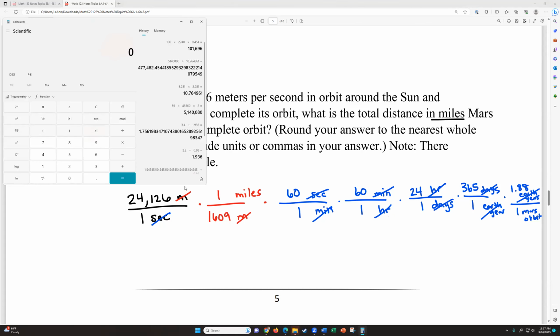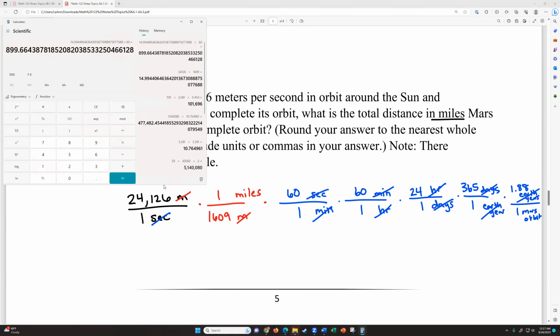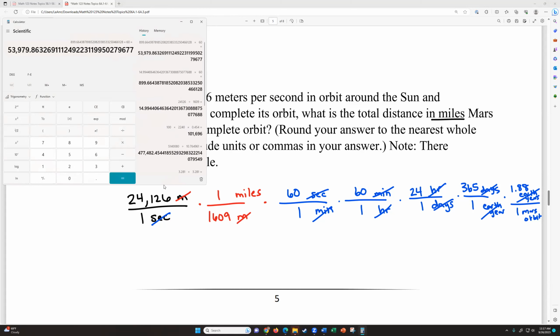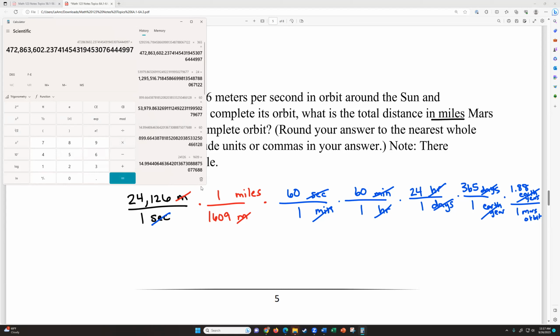So we're going to multiply and divide as we go from left to right, just so we don't have to remember a bunch of decimal points. So 24,126. The second fraction is dividing by 1,609. Hit enter. The third fraction, the 60 is on top, so times by 60. Hit enter. The fourth fraction, the 60 is on top, so we times by 60. The fifth fraction, the 24 is on top, so we times by 24. The sixth fraction, the 365, is on top, so we times by 365. And then the last one, it is times the 1.88.